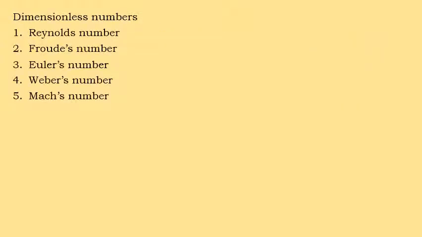Next, coming to the next topic, dimensionless numbers. There are no dimensions on these. These dimensionless numbers are used to analyze the properties of the model, which is called model analysis. The first one is the Reynolds number, second the Froude number, third Euler's number, fourth the Weber number, and fifth the Mach number.